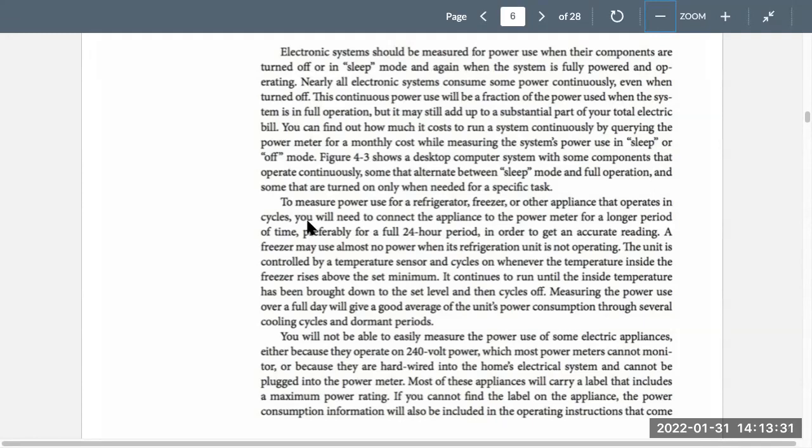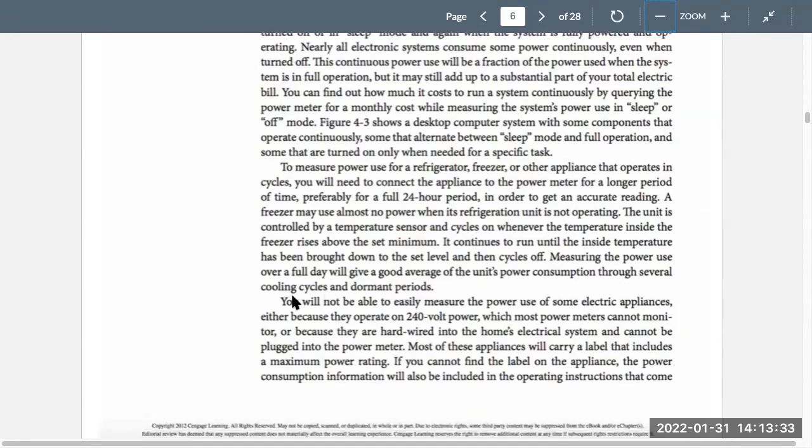So we know that we can't always do that. It says you will not be able to easily measure the power of some electric appliances because they operate on a 240 volt power source, which most power meters cannot monitor because they are hardwired into the home's electrical system. So if the system's hardwired or plugged in, you'd have to make sure that you had a 240 volt kilowatt meter as well. I don't have one of those, but they do make them. But that's where I start to say a clamp-on electrical meter can do the job too in your electrical panel.